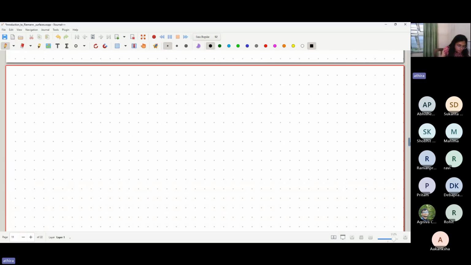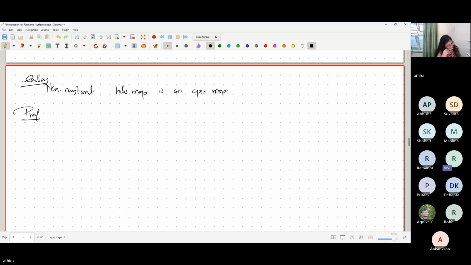As in complex analysis, here also a non-constant holomorphic map is an open map. This is actually a corollary to the above theorem. Up to this is okay. Any questions? Yeah, it's okay. Okay, fine.